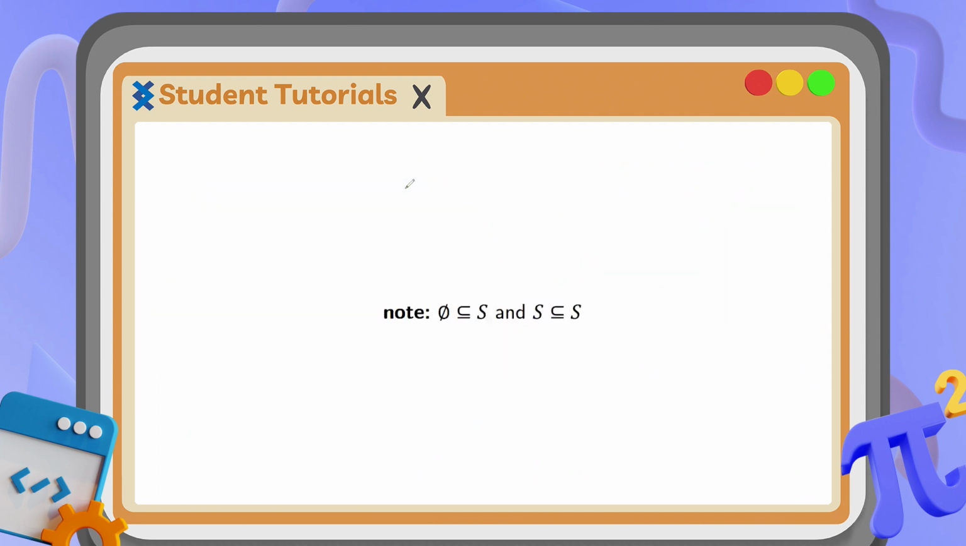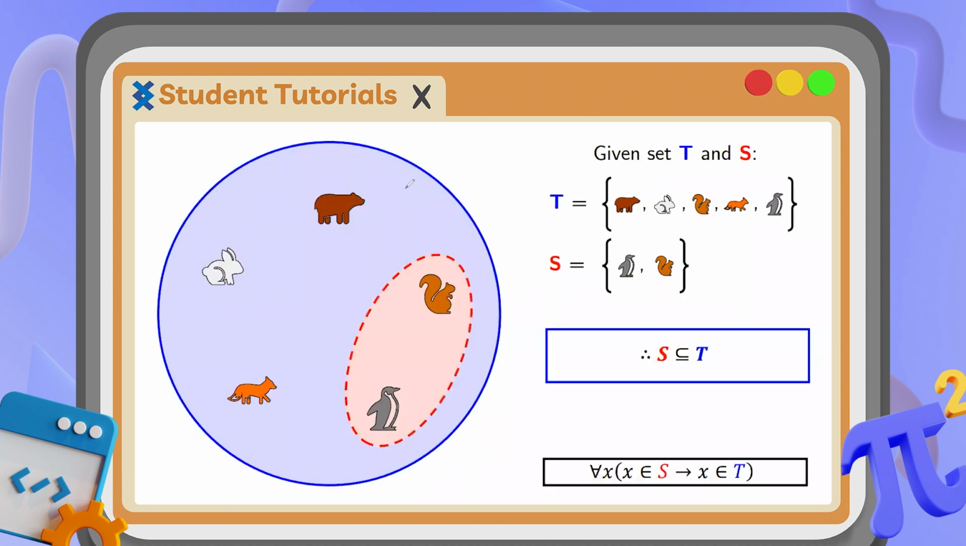Take note also that the null set is a subset of the set S, and a set is a subset of itself. So here, we can also say T is a subset of itself, and the null set is a subset of itself. When we say that T is a subset of T, then that just means that for all X, if X is in T, then X is in T.